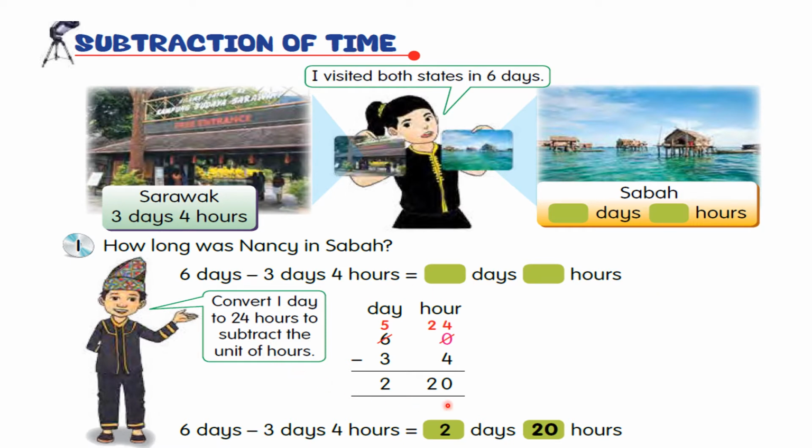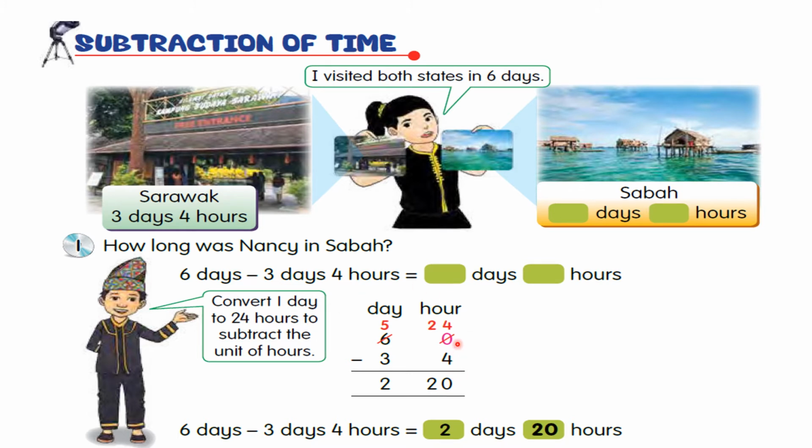Now look at the working. So, you write the number sentence, then you write in vertical form. Write 6 days, and 0 hours, because it is 6 days. So, put day and hour, put 6 and next to it put 0. Then 3 days, 4 hours.